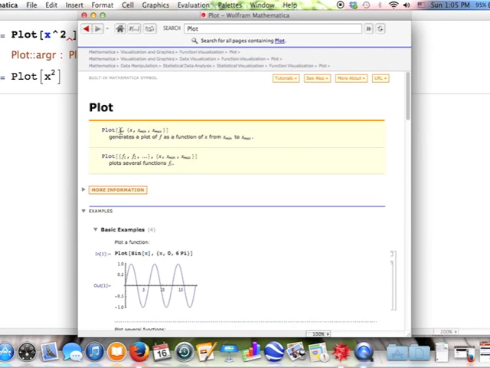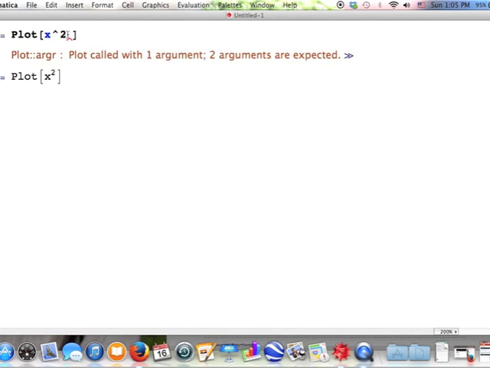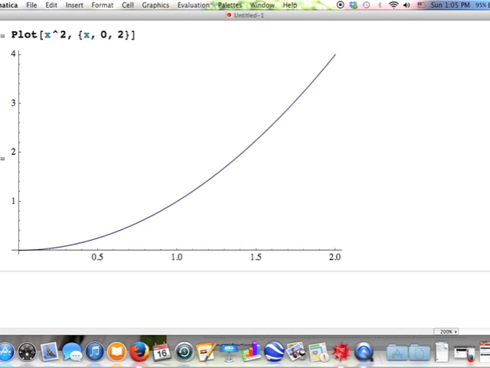It says that I need to also tell it what variable the function is a part of and how far it should graph, what its x minimum and x maximum. What that means is, put a comma, and I say x, comma, 0 to 2, and now plot. It gives me the graph of x squared from 0 to 2. So the 0 is the lower x value, the 2 is the higher x value.